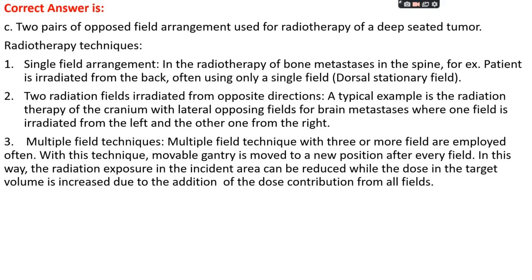Similarly, for two radiation fields irradiated from opposite directions, the typical example is radiation therapy of the cranium with lateral opposing fields for brain metastasis, where one field is irradiated from the left-hand side and another from the right-hand side. The multiple field technique is used when three or more fields are employed. With this technique, the movable gantry is moved to a new position after every field. In this way, radiation exposure in the incident area can be reduced, but the targeted dose volume will still be fulfilled because of these additional fields.